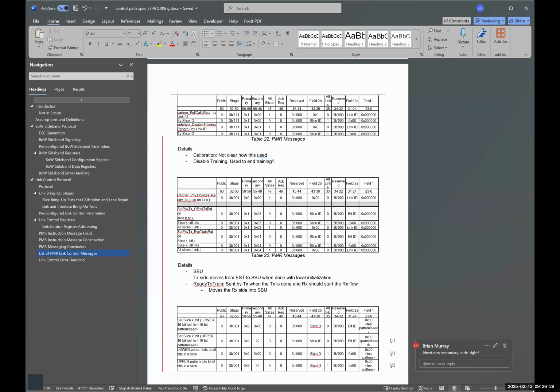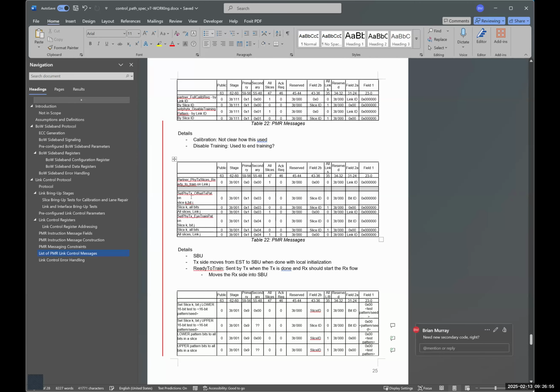No, so I'm trying to recall. SBU is sideband up. Is that what it means? Slice bring up. Oh, there's slice bring up. Okay, so the first stage is establishment. Second is slice bring up, then link bring up, then interface bring up, then operational. Okay, yeah, I think this sounds fair.